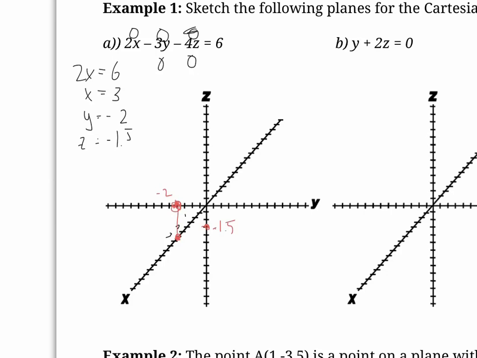Okay, so we have our 3 points, so now we can sketch our plane. Just basically connect those 3. And we have a plane. We see the plane's going to be below the xy plane. It's going to be below, and it sort of goes down to the z-axis. So that's it. That's all there is to it.